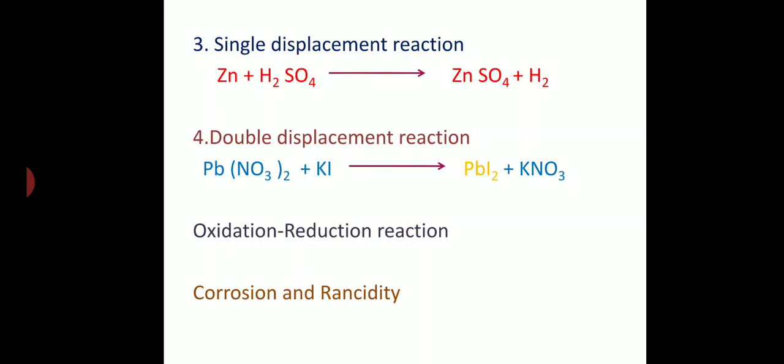So this reaction is also sometimes known as a precipitation reaction, right? So the next type is the oxidation and reduction reaction. Shortly we can call it a redox reaction. Oxidation is the process which involves addition of oxygen or removal of hydrogen. Reduction is the process which involves addition of hydrogen or removal of oxygen, right?